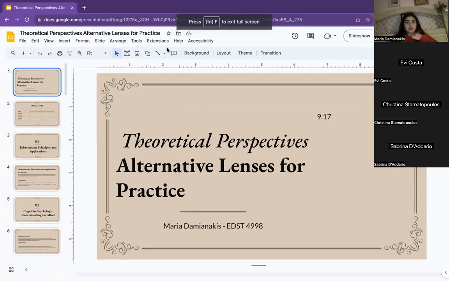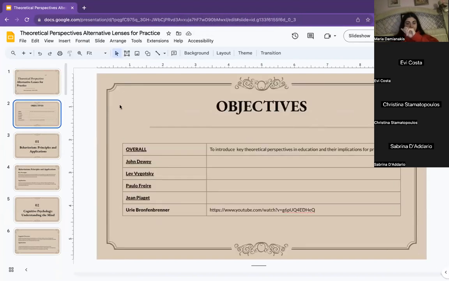Okay, hello everyone. This is my workshop 9.17 on theoretical perspectives, alternative lens for practice. Okay, so here are the overall objectives. I'm just going to introduce key theoretical perspectives in education and their implications for practice through John Dewey, Lev, Paulo, and Jean.